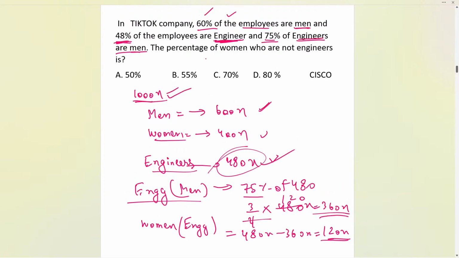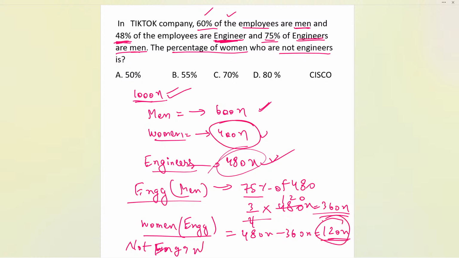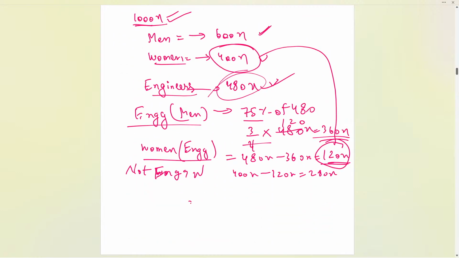We need in the answer the percent of women who are not engineers. These are women who are engineers, so for women who are not engineers: women are 400x and these are engineers. So let us subtract 400x minus 120x. It will be 280x. Now we can divide 280x by the total number of women, 400x, multiplied by 100.